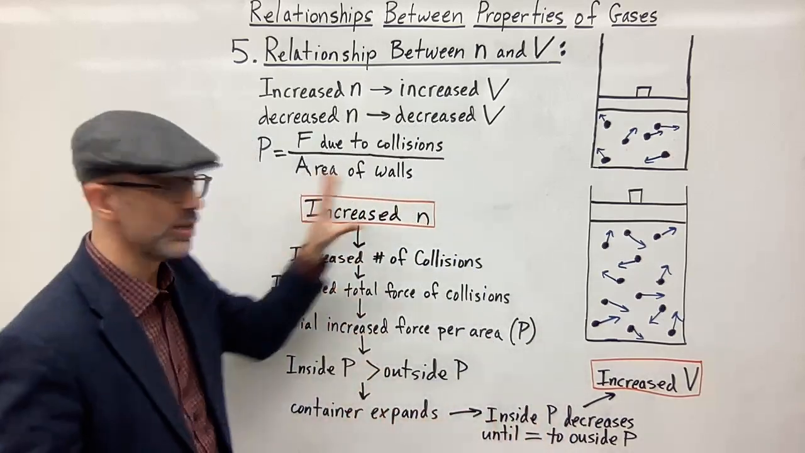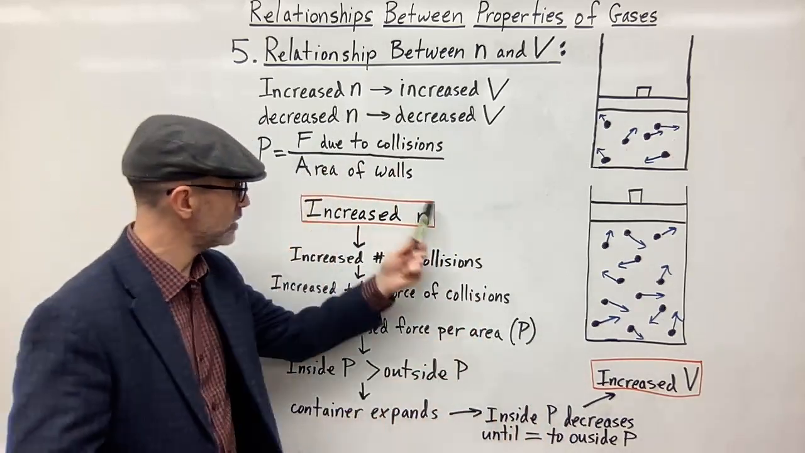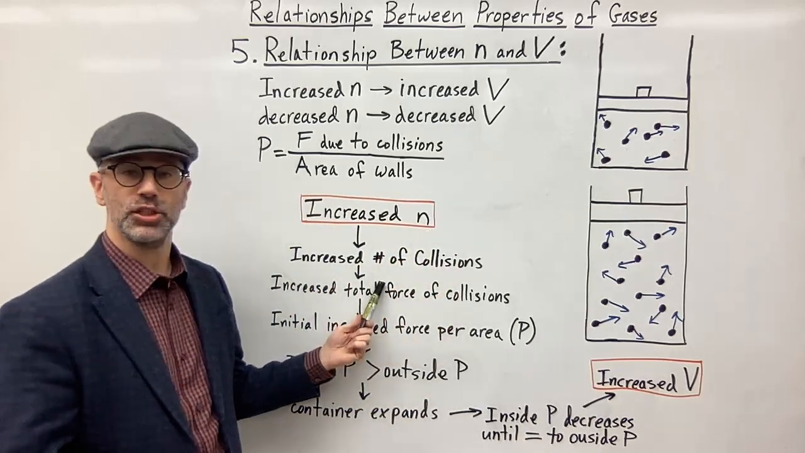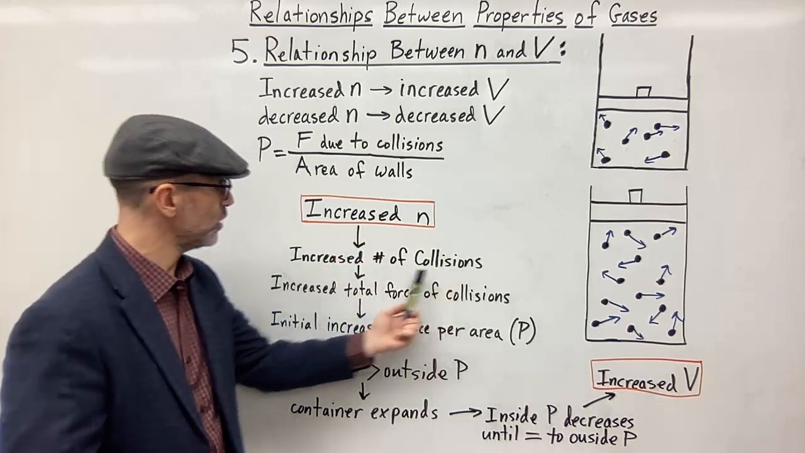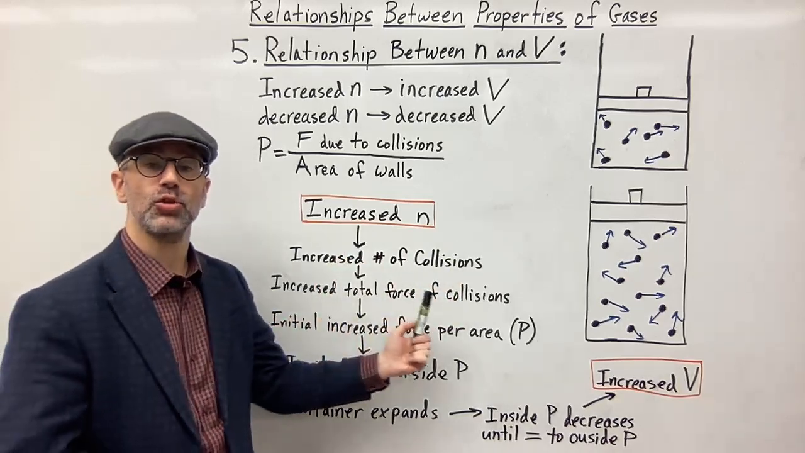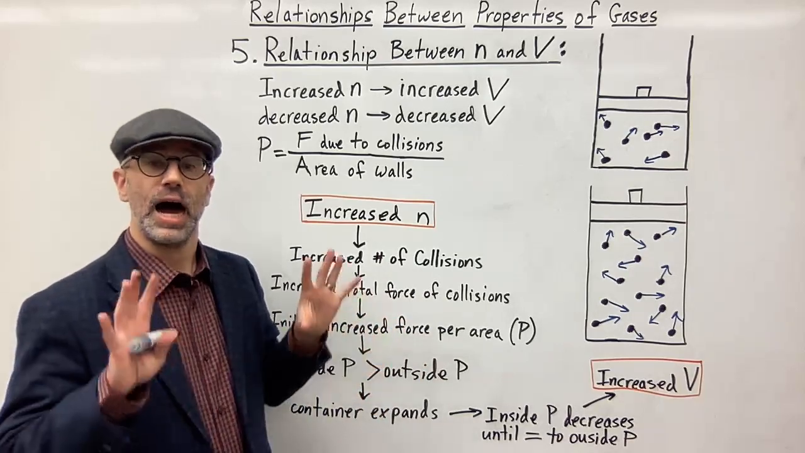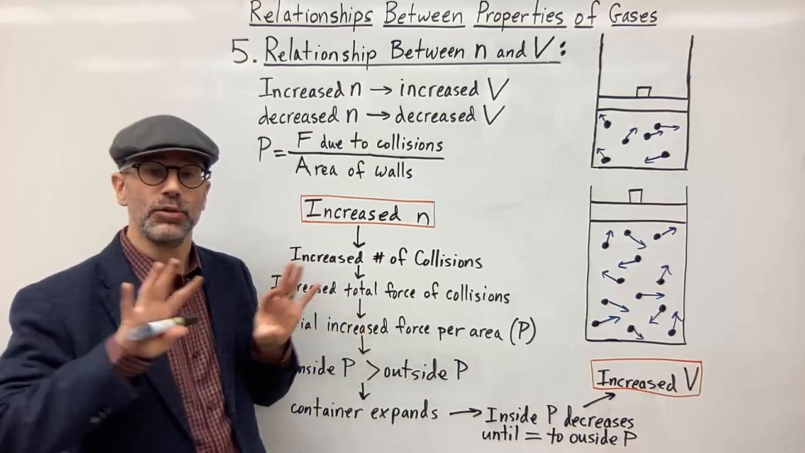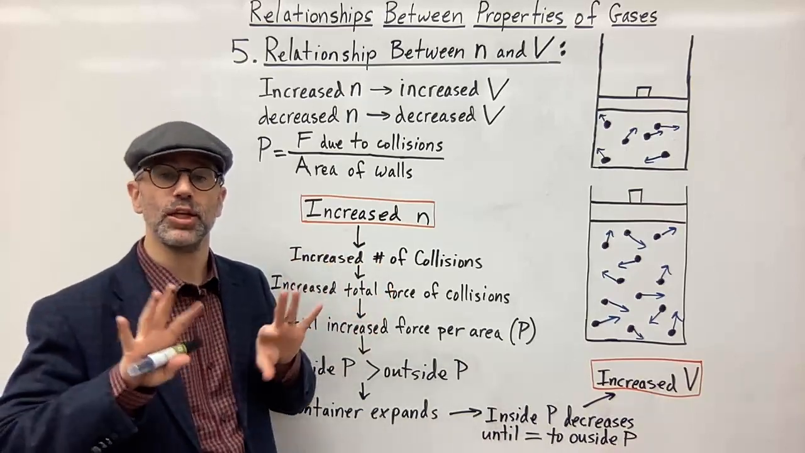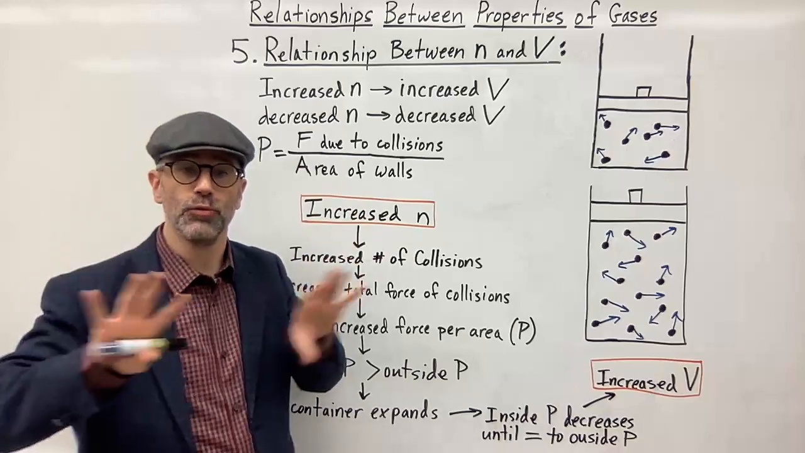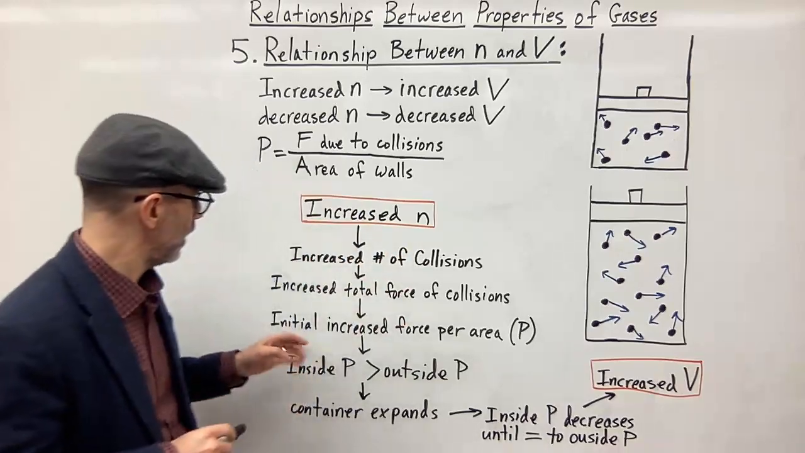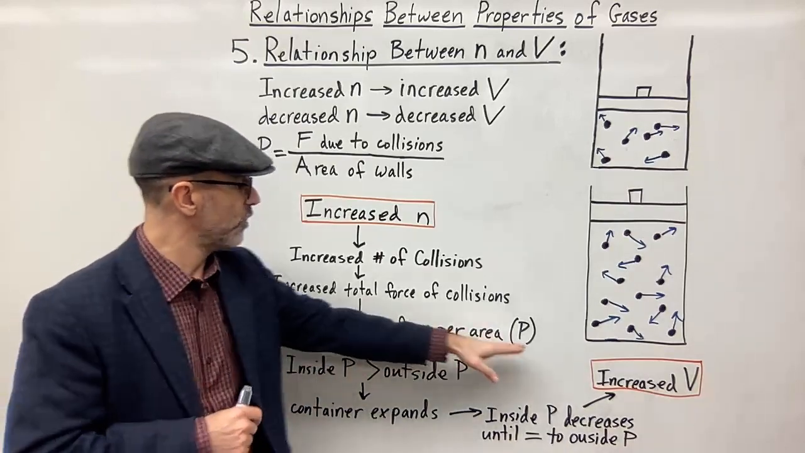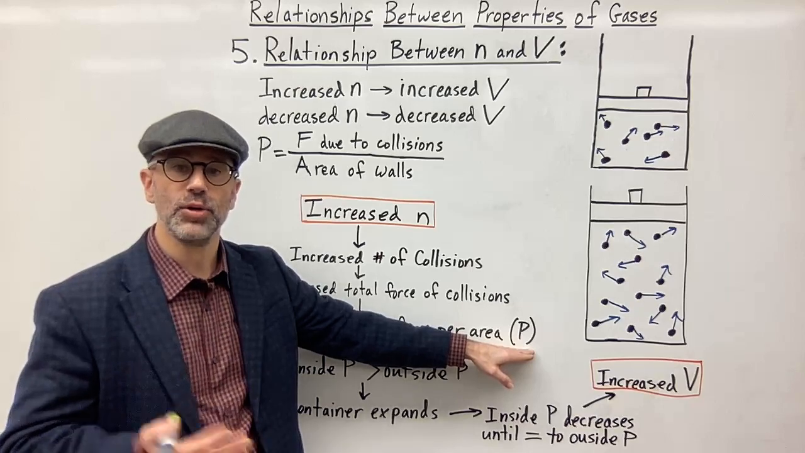So if we look at the reasoning here, right? Increased number of particles, N, leads to an increased number of collisions. The increased number of collisions increases the total force of collisions on the sides or walls of the container. So increasing the particles, increasing the number of collisions, therefore increases the total force on the sides of the container. And so therefore the initial increased force per area. So therefore, we get an initial increase in pressure.